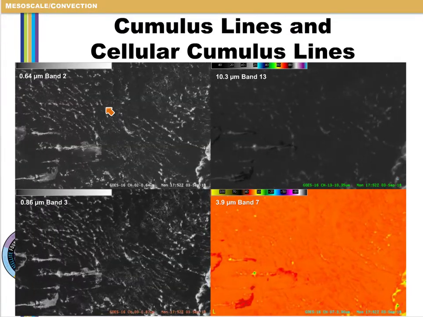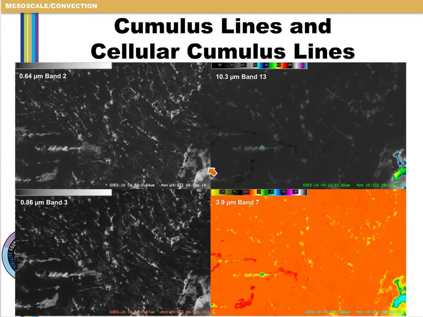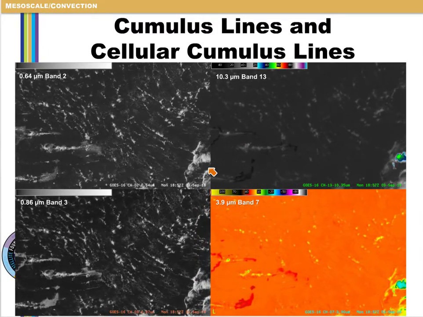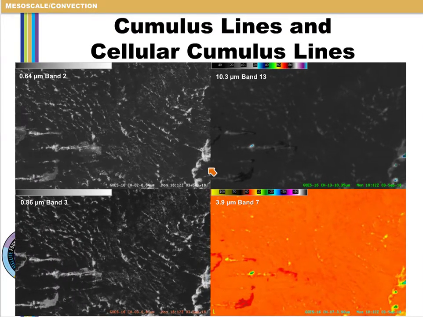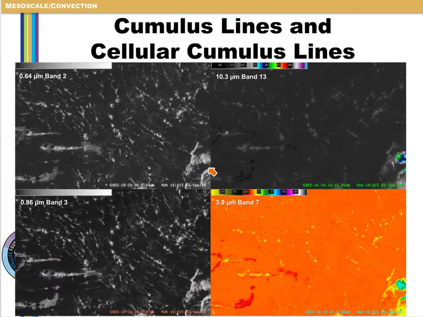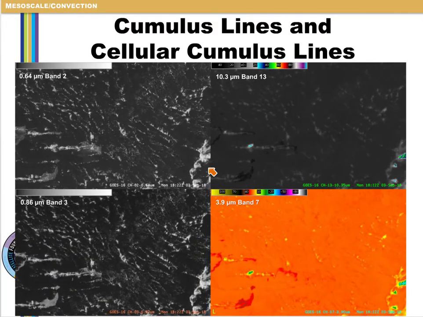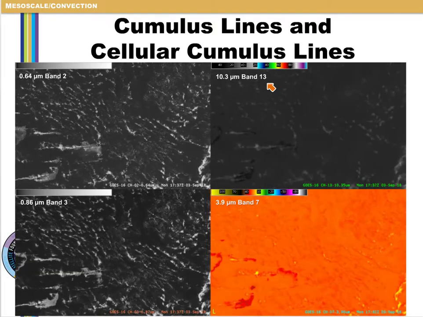On the southeast edge of our scene, we observe cellular cumulus lines. These are circular or globular with sharp edges. Rainfall-producing clouds are associated with shallow cumulus clusters aligned in arc-shaped formations, as well as cumulonimbus. The cumulonimbus can be observed readily in the IR band at 10.3 microns in the upper right panel.